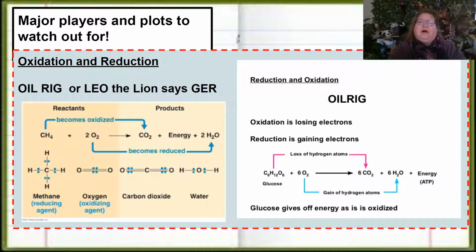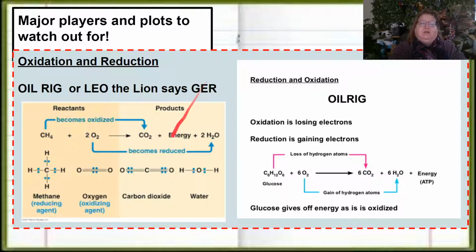The other plots to look out for would be oxidation and reduction. Now, you guys probably learned this back in chemistry. Oxidation and reduction, there's a couple of mnemonics that you can know. Oil rig is one, or Leo the lion says grr. I like that one. So oil rig stands for oxidation, and then rig would be reduction. Oxidation is losing electrons, reduction would be gaining electrons.